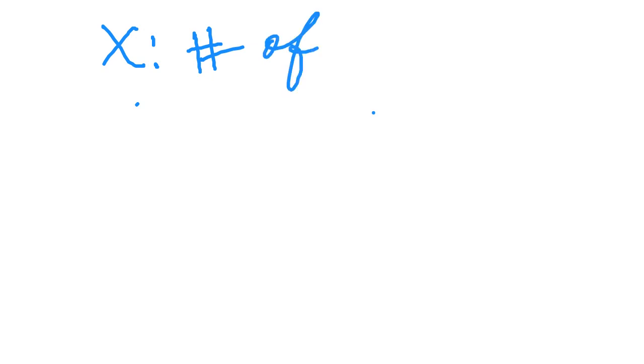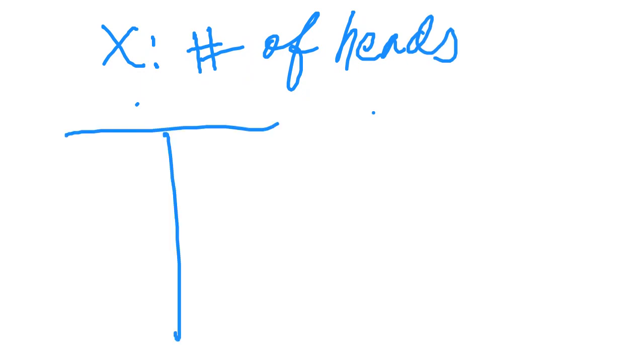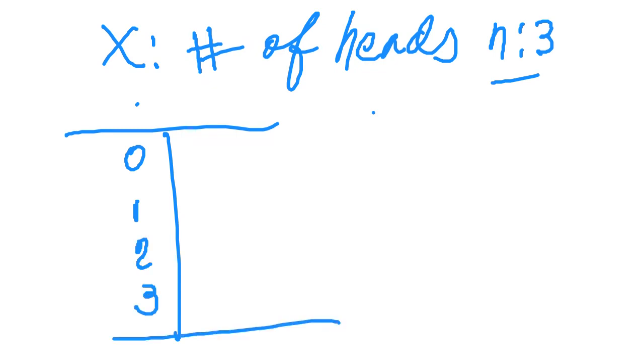Number of heads. Remember, we should be dealing with an experiment of 2 heads or 3 heads. Let me put 3 coins actually. So we can observe no head, 1 or 2 or 3, maximum 3. And the probability of 0 heads is 1 over 8.